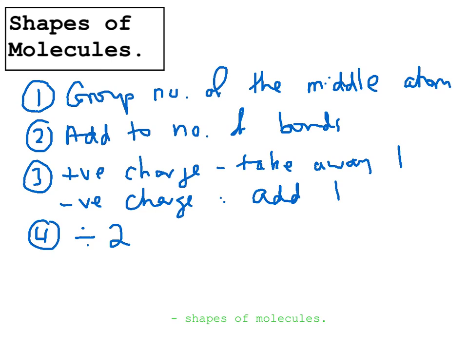So if we take an example, we'll use NH3, so ammonia. The first thing you do is work out what group the middle atom is.